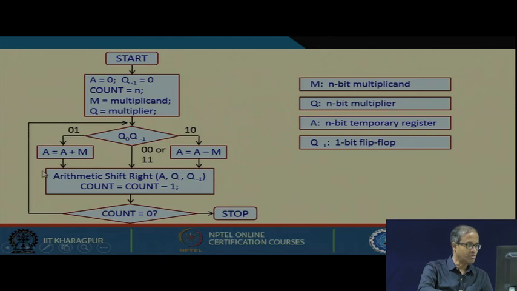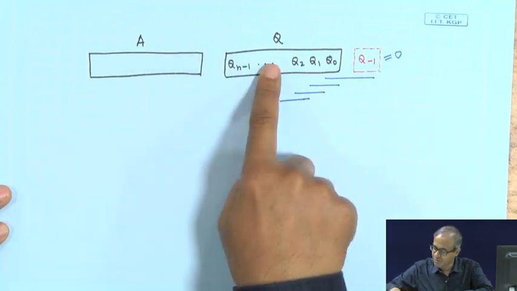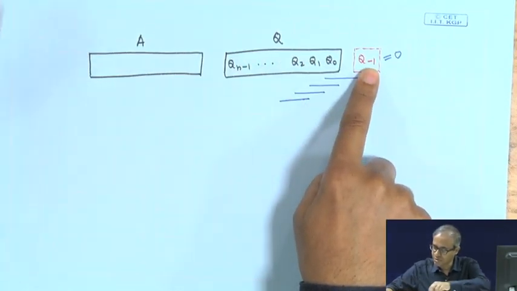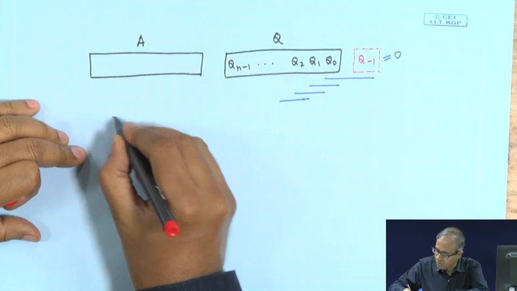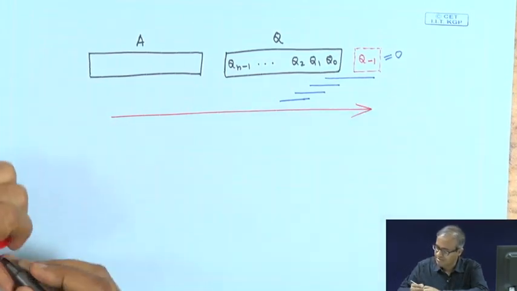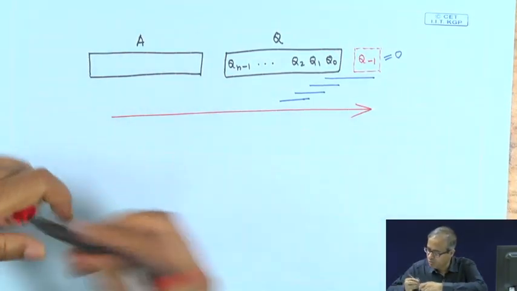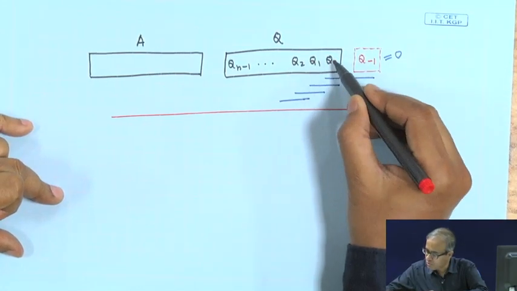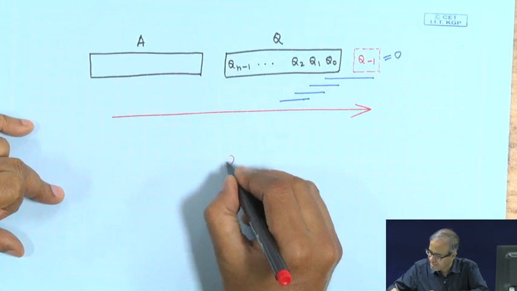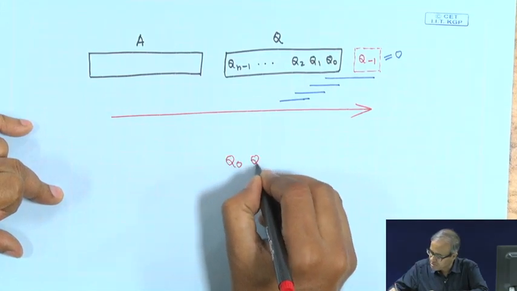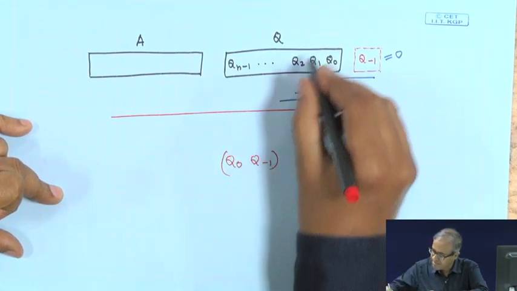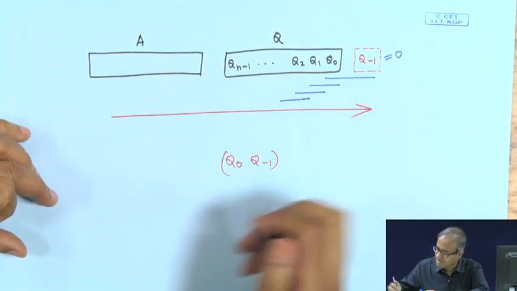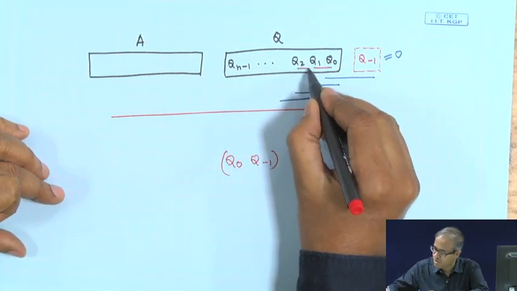So what you will have to do? You will have to shift anyway. Shift what? Shift this A, this Q and this Q minus 1 all together. Shift all the three things together. So, the earlier Q0 will go into Q minus 1, Q1 will go into Q0. So, every time you will be checking Q0 and Q minus 1 only. So, after shifting, this will ensure that you are inspecting all the bit pairs.